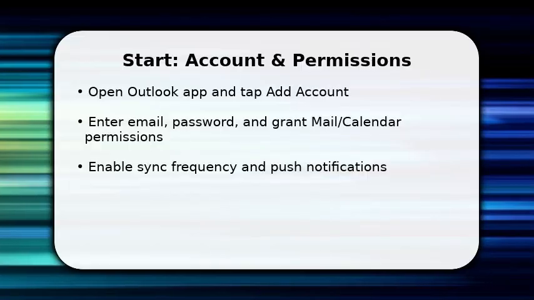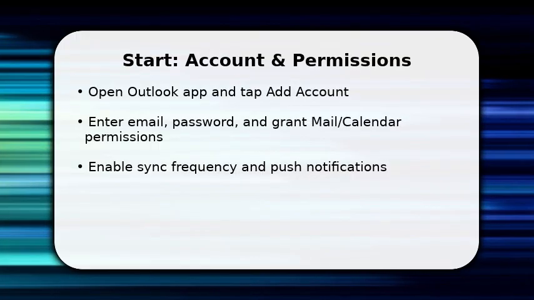You begin by adding your account so Outlook can fetch mail and calendar items. Tap Add Account, type your address, then your password. This authenticates you. Once done, grant mail and calendar permissions so messages and events sync.